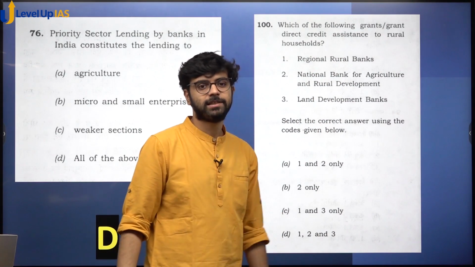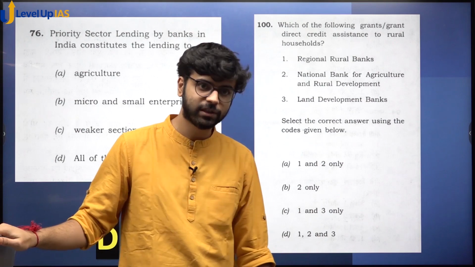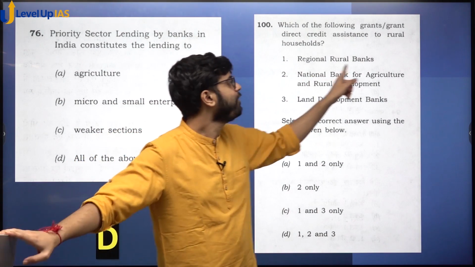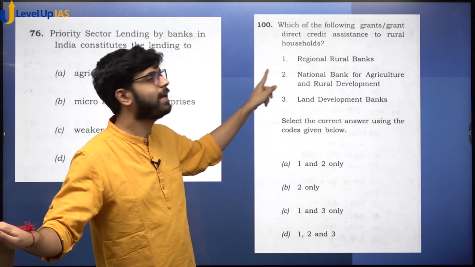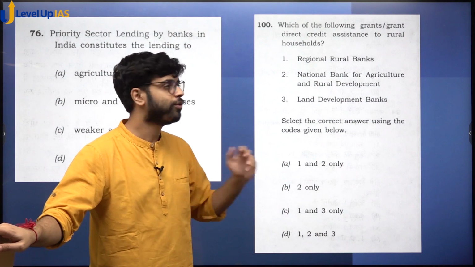Direct credit assistance. Remember, there are some institutions known as refinance institutions. So for direct credit assistance, NABARD is a refinance institution. It doesn't provide direct credit assistance, so option 2 is gone. Answer: 1 and 3. Let's say you don't know this.